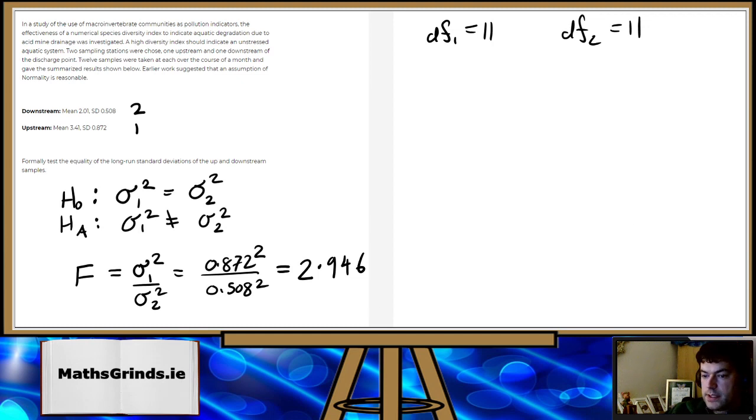Okay, good news is I managed to find the tables that I wanted to use. Thank you, washington.edu. 5% critical values for F distribution, 0.05 significance level. Okay. Yeah, I think I have it here.